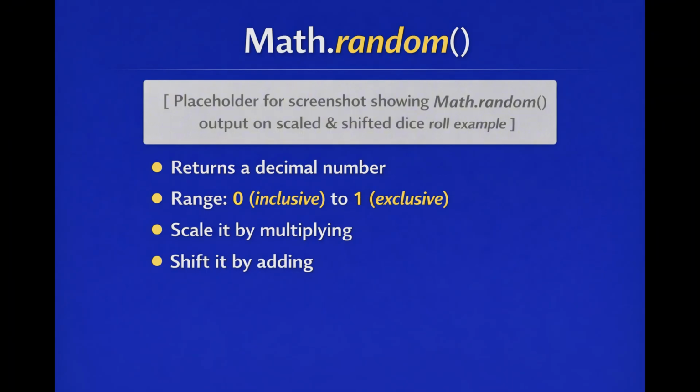So Math.random is where the randomness comes from. It gives us unpredictable values that we can then shape into something meaningful.